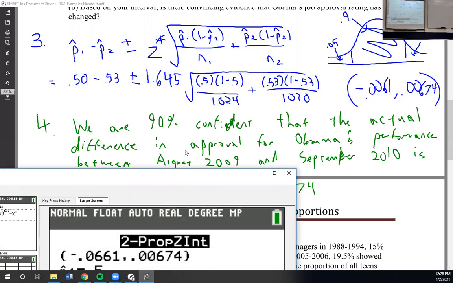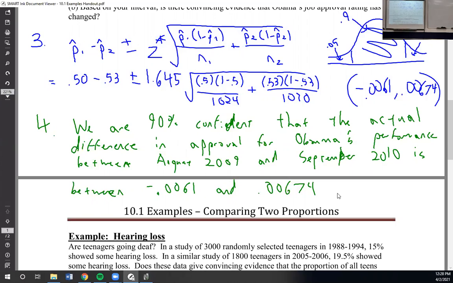Oh, 0.0661. That's what it was. Not 0.0061. This was a 6 the whole time. And this was a 6 the whole time. Sorry, this is what happens when you rush through the phrasing. They're just little details that get missed.